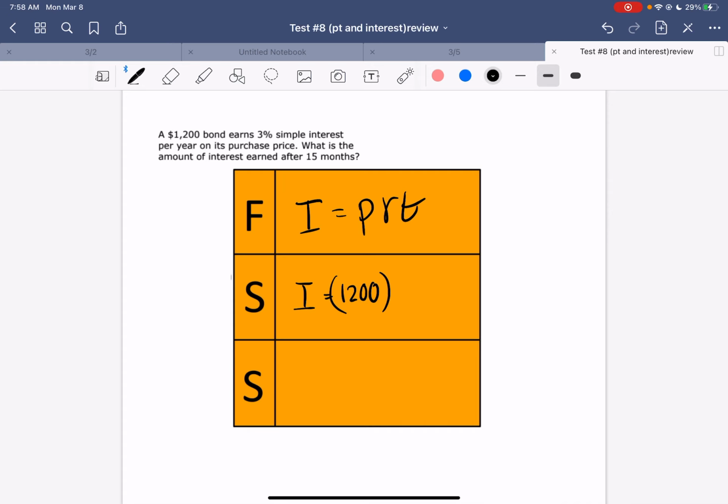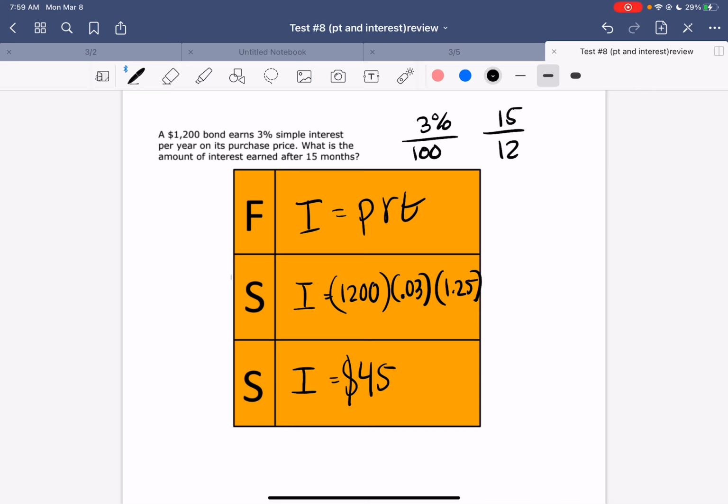So there are two things that we're going to need to do. Before we put our 3% in for our rate, we have to divide that number by 100, which gives us 0.03. Then our time has to be in years, so we divide 15 by 12, which gives us 1.25. We can then multiply all of those together: 1,200 times 0.03 times 1.25, and that gives us $45 interest earned on that bond after 15 months.